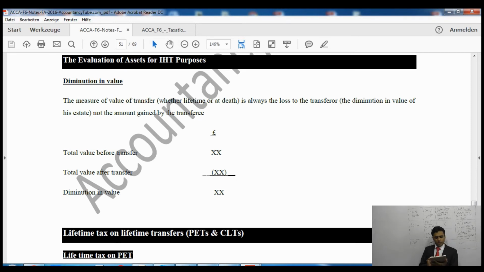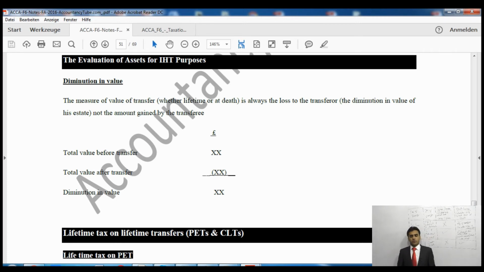Right? Now, evaluation of assets for inheritance tax purposes. Say, for example, I have made a gift of shares, and how do we calculate the value of that gift? Whatever the market value is, will we take that amount or what? Because say, for example, I held 1,000 shares in a company, and I am giving a gift of 800 shares or 200 shares or 300 shares.